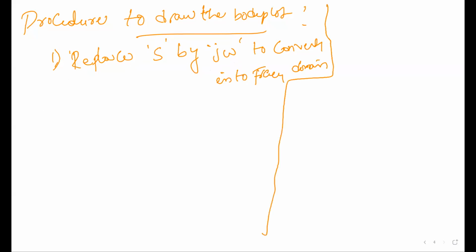In parallel, I will explain with one example. I'm taking the example G of s equal to K by s plus 1. I'm taking the basic example now.